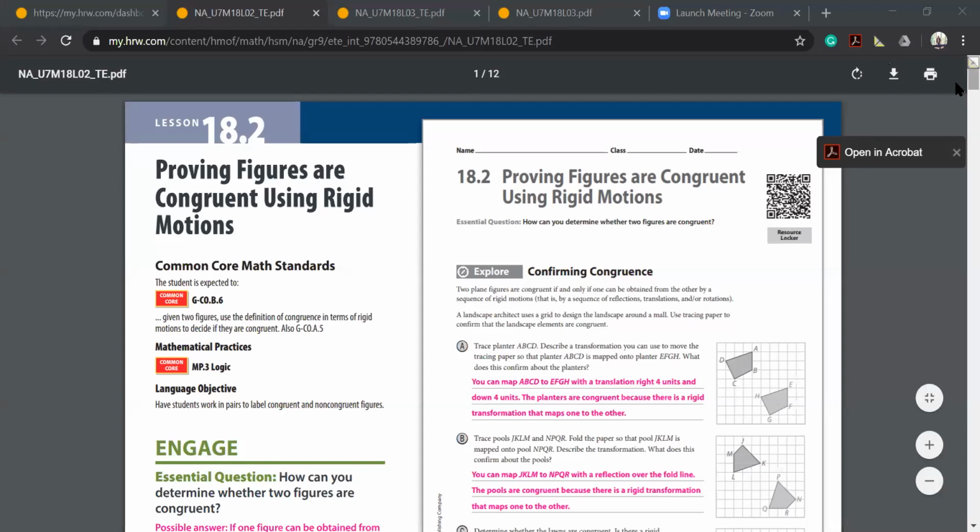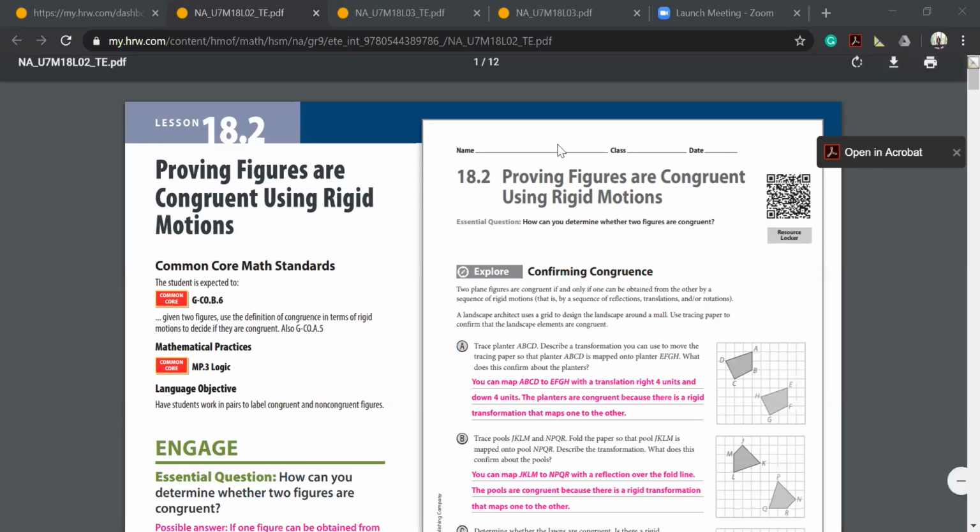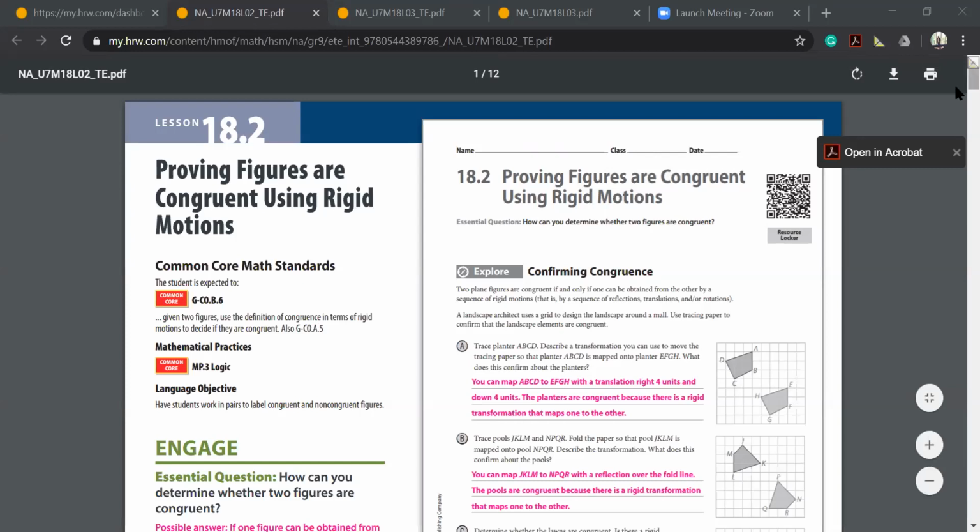Before we start our new lesson, we just have to revise the previous lesson, the questions that I left for you. I just need to make sure that you understand it well. You remember the previous lesson was called proving figures are congruent using rigid motion. In this lesson, you're required to find a sequence of transformations that can change one object to the other. And this sequence of transformations is rigid so that it can keep the size and shape equal. So the two figures will be congruent.